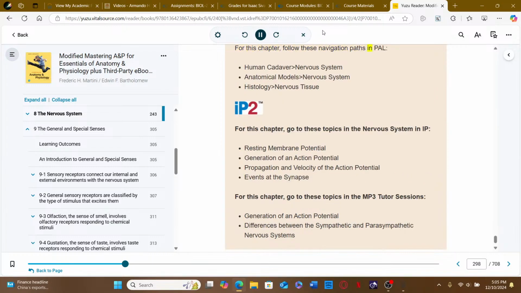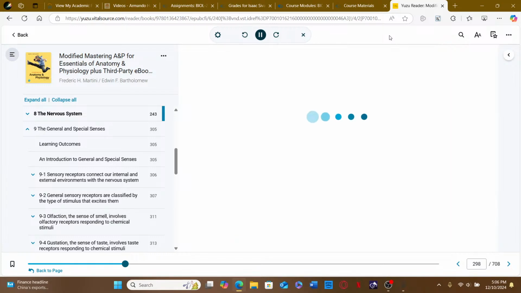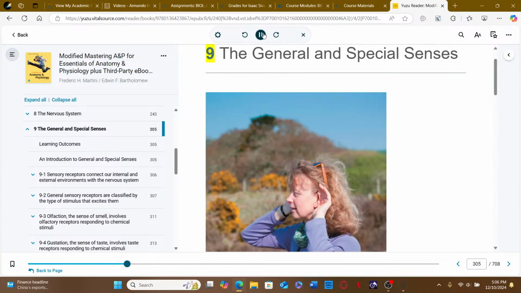For this chapter, follow these navigation paths in PAL. Human cadaver: nervous system. Anatomical models: nervous system. Histology: nervous tissue. For this chapter, go to these topics in the nervous system in IP. Resting membrane potential. Generation of an action potential. Propagation and velocity of the action potential. Events at the synapse. For this chapter, go to these topics in the MP3 tutor sessions. Generation of an action potential. Differences between the sympathetic and parasympathetic nervous systems.